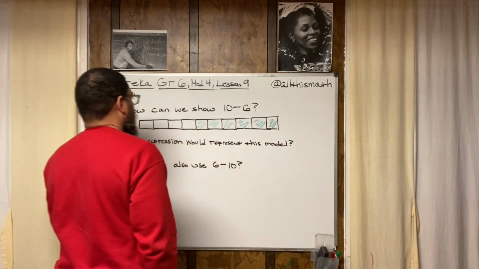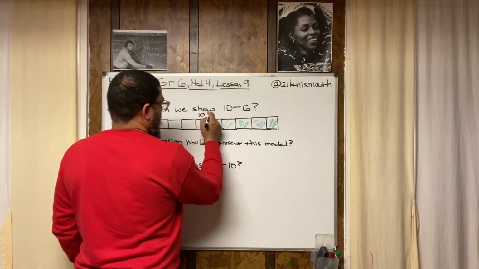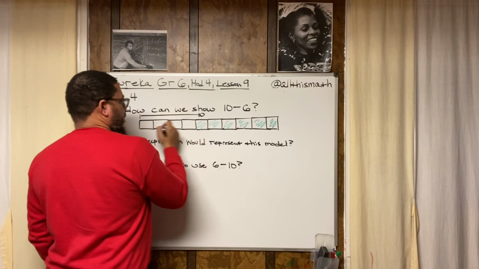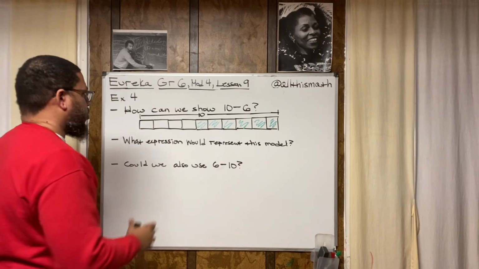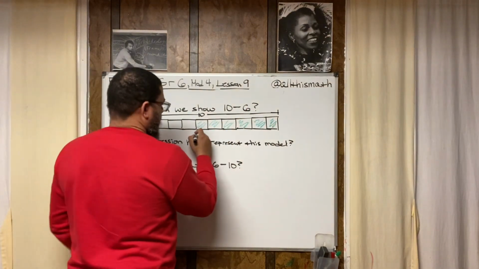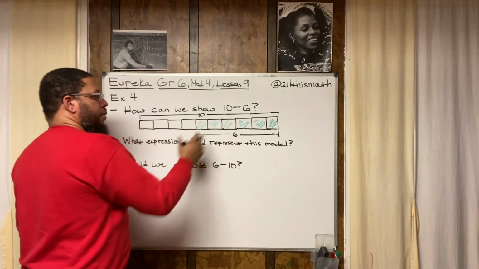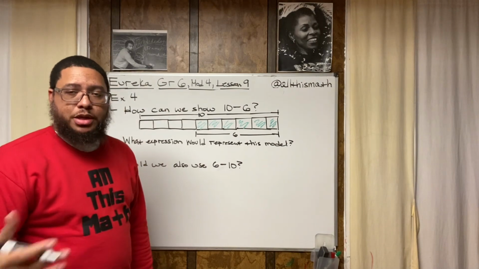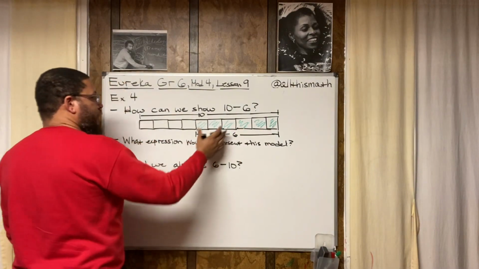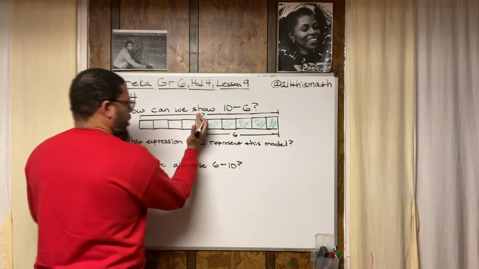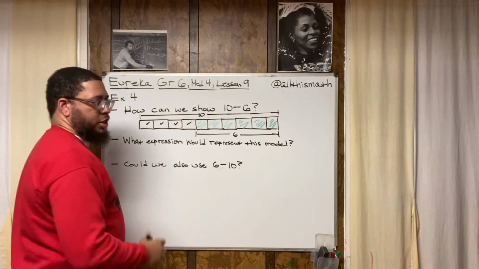Now the whole thing was 10. That's the entire bar. The entire bar was 10. I'm taking away 6. So this is being taken away. We already knew the answer was 4 because we know our subtraction facts. 10 minus 6 is 4. But this is a visual representation of what's happening. Because if you start out with 10 and then you take 6 away, what am I left with? 1, 2, 3, 4. So that's a visual representation.